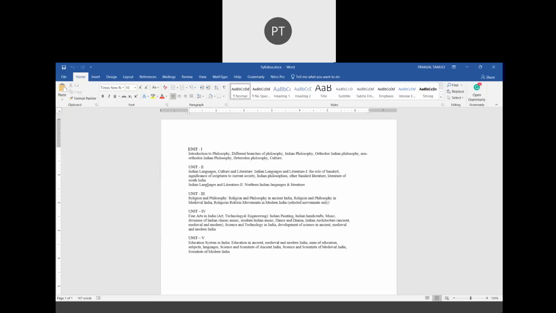And in unit 5, we are going to discuss the educational system of India: ancient India, medieval India, modern India. What are the aims of these education systems? What languages did they teach? What was the scientific form of ancient India at that time? Who were the scientists of medieval India? So today we will start with the first one, the introduction to philosophy. So let's start.